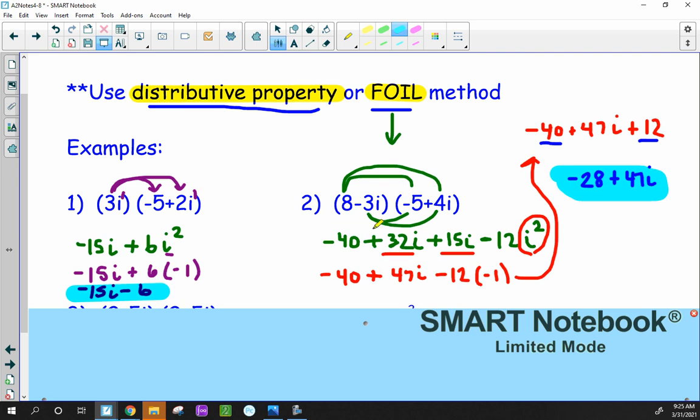Again, notice the steps that I've shown. First, outer, inner, last. Often what happens is some of them you can put together, which is what I did here to get this term. Always pay attention for i squared, change it over to negative 1, and then just combine your like terms.